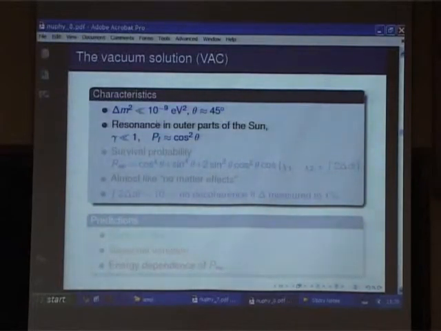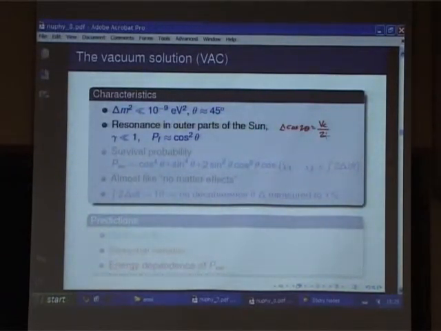Because delta times, so what do you need? For resonance, you need delta times cos 2 theta equal to Vc by 2. Since delta is very, very small, resonance happens when Vc is very, very small.